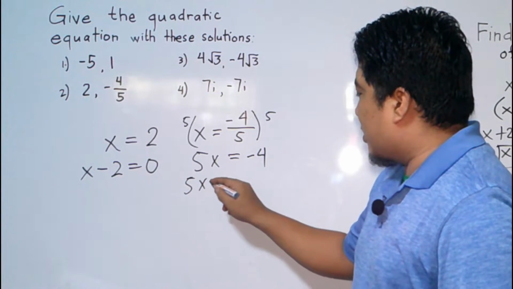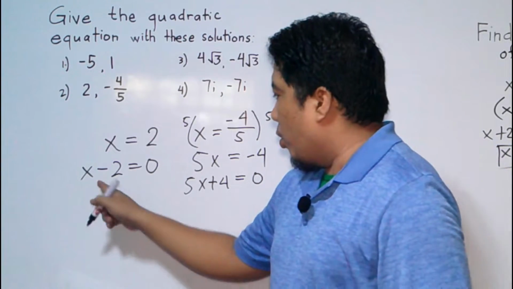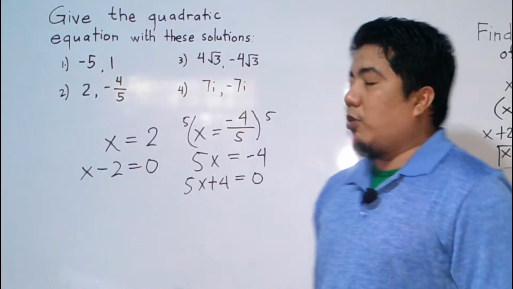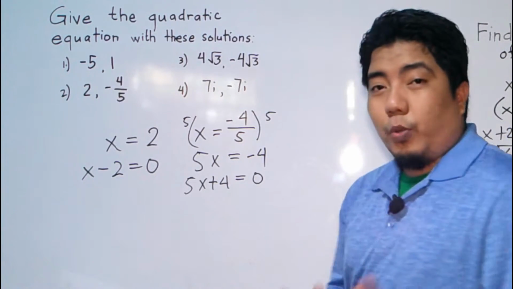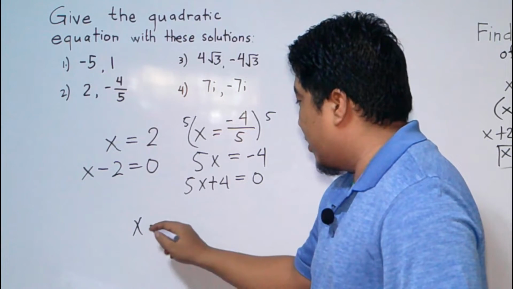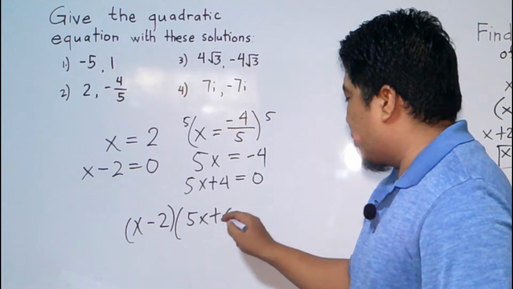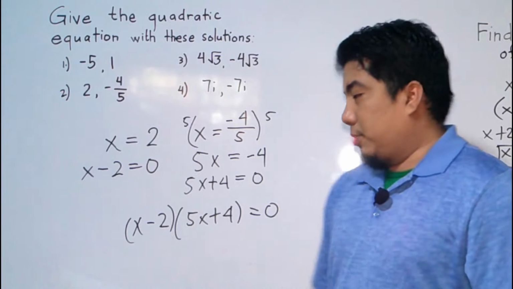Next, we use the transpose. So 5x plus 4 is equal to 0. So here, we have x minus 2 is equal to 0. We have here 5x plus 4 is equal to 0. Both equations are equated to zero. So we can now combine the two factors.